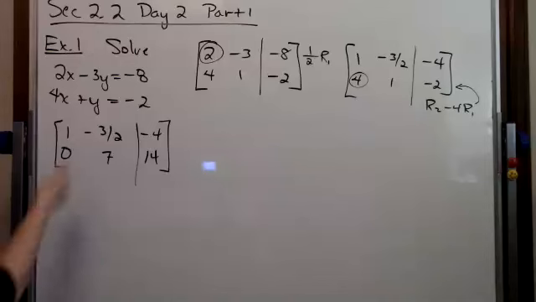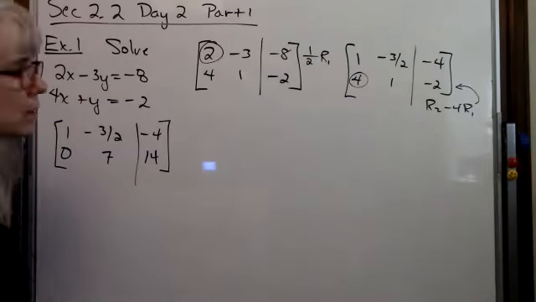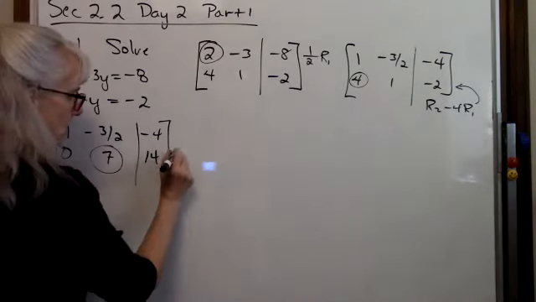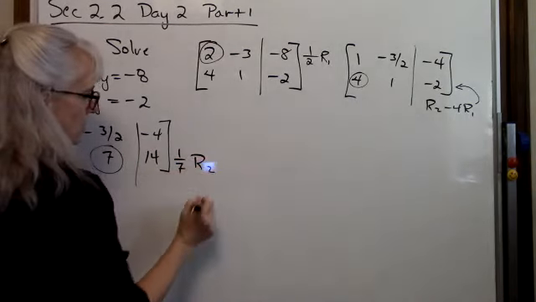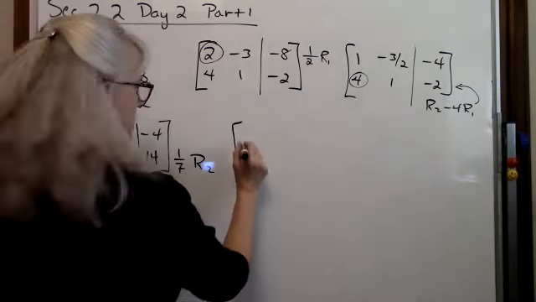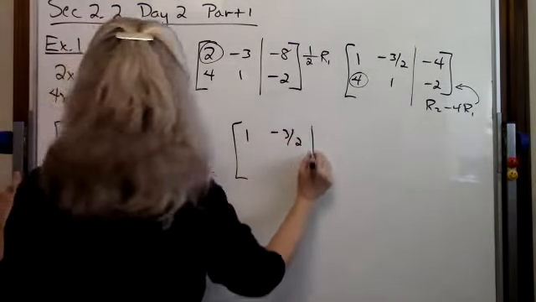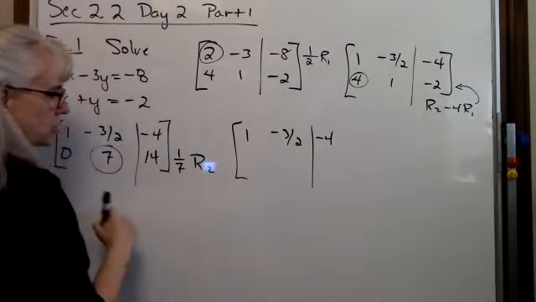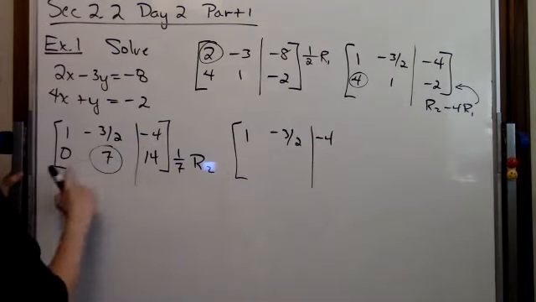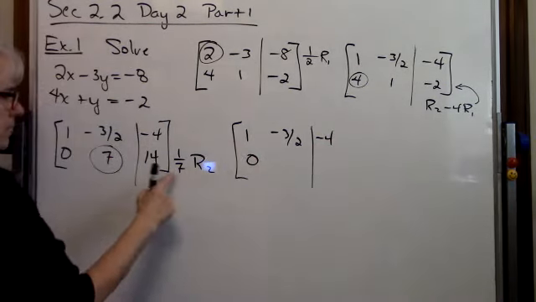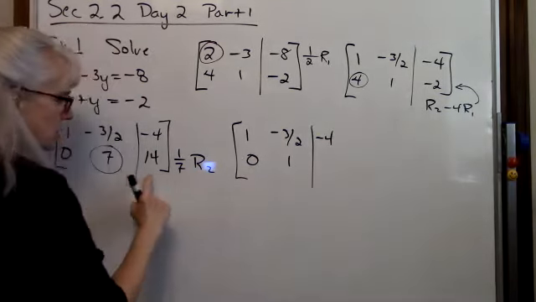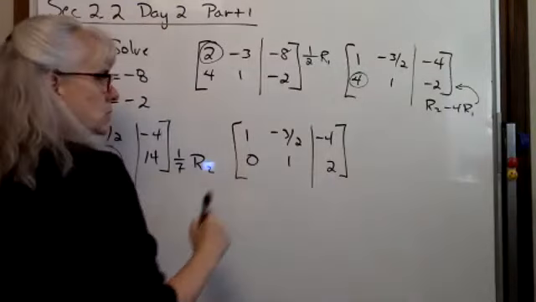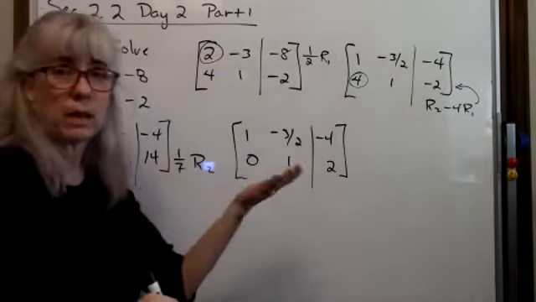Okay, so our first column is the unit column that we need. So moving on to the next column, we need the 1 in the column first. So let's just come in and do 1/7 of row 2. Again, we didn't touch the first row. All we're doing is manipulating or changing the second row. So 1/7 of 0 is still 0. 1/7 times 7 is now 1, and 1/7 of 14 is 2. So now the 1 is where we need to be. So only one more manipulation and we're done.